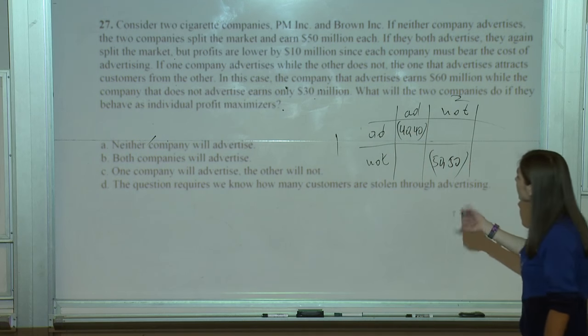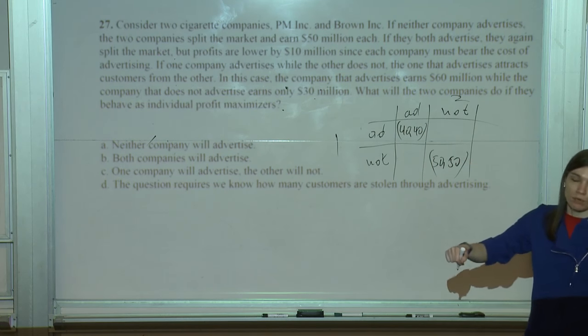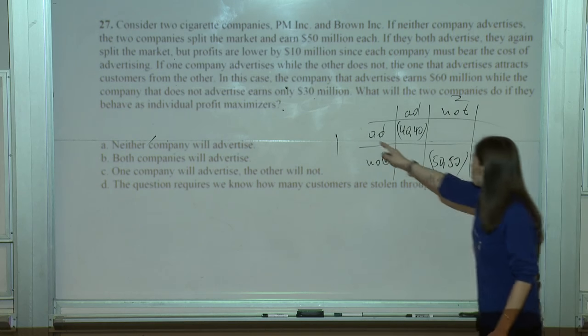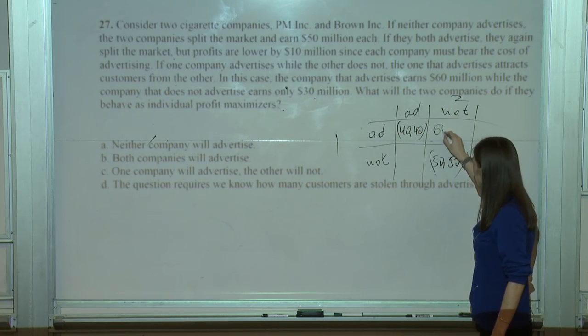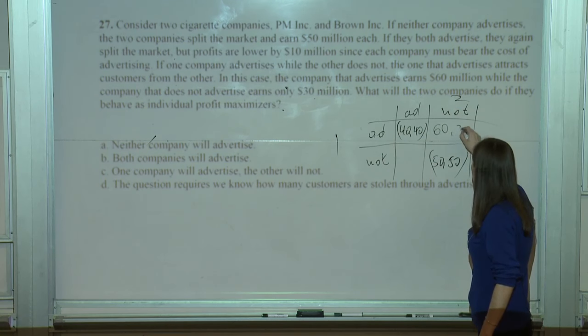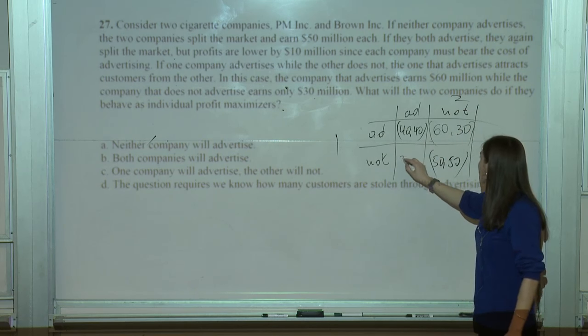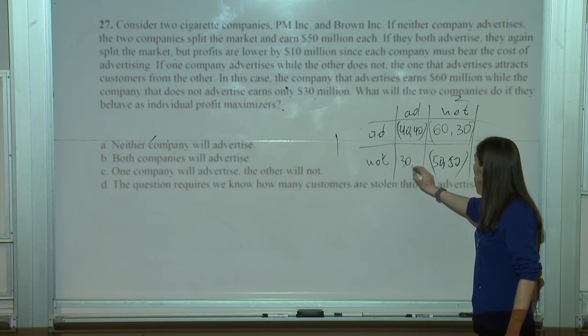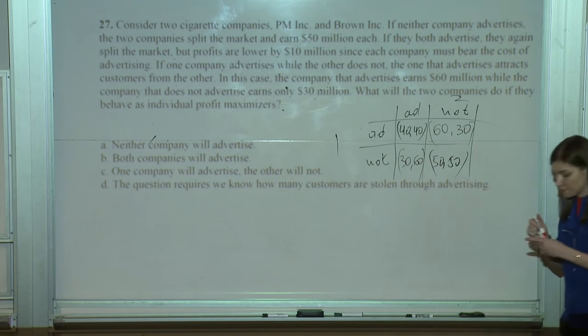And then if one does and the other does not, the one that does gets 60 and the other one gets 30. So if one advertises and two does not, one gets 60, so the first number would be 60, and the other one gets 30. And this is reversed here. When one doesn't, they get 30, and when two do, they get 60.